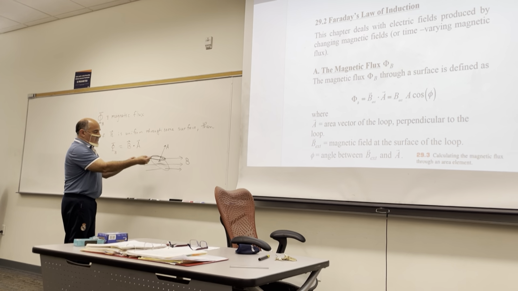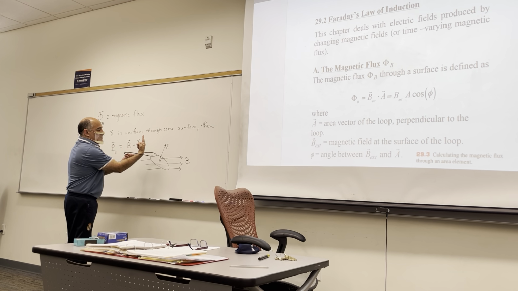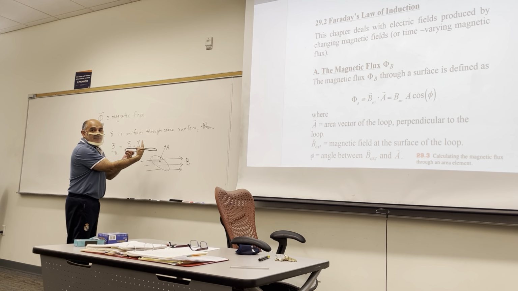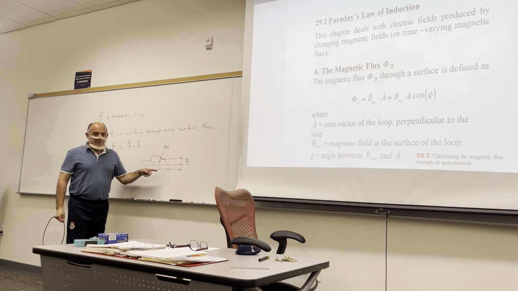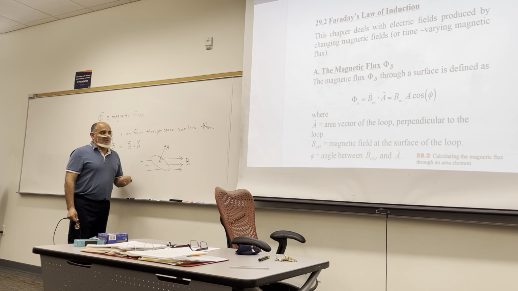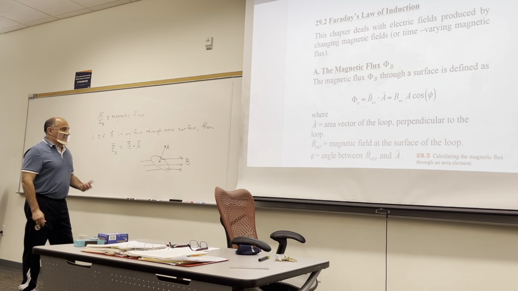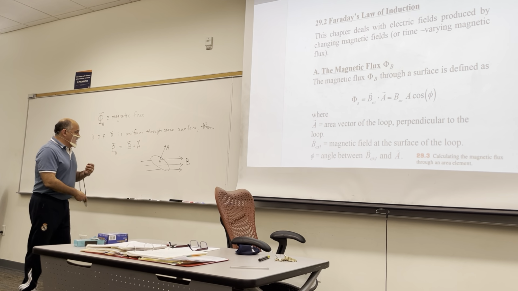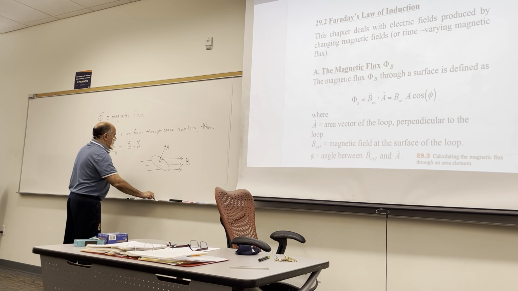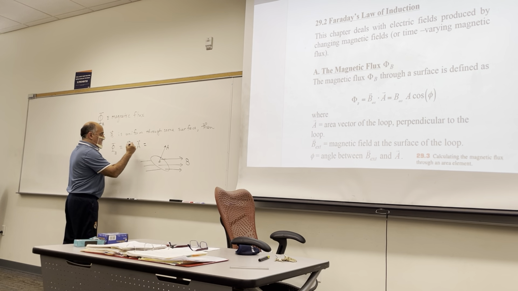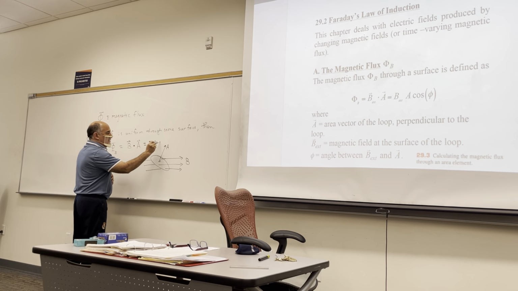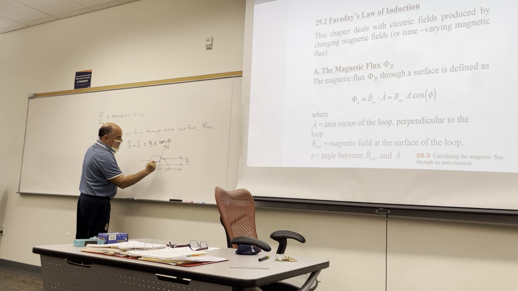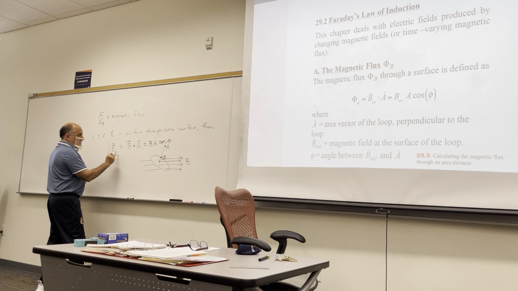If this loop is horizontal, the area vector is vertically upward, and it will be at 90 degrees to the magnetic field, and the cosine of 90 degrees is 0, so that means that there would not be any flux through the loop. So by putting the dot product over here, which means the magnitude of the magnetic field times the magnitude of the area vector times the cosine of the angle between the magnetic field and the area vector, that's theta, then we can call this the magnetic flux through the loop.